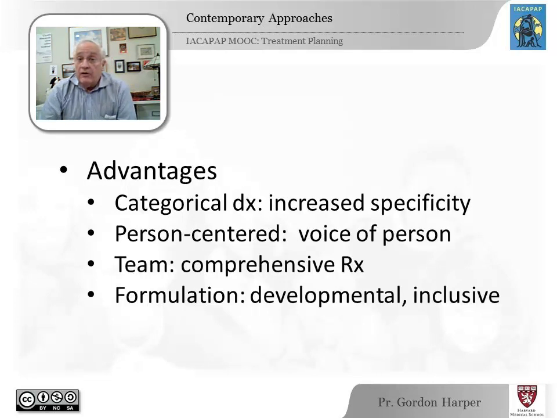For instance, the categorical diagnosis has brought greatly increased specificity and reliability to diagnosis in child psychiatry as in the rest of psychiatry. The person-centered care approach has the great advantage of giving clearer expression to the voice of the youth and of the family, the parent, than happens when only professionally generated statements are used. The team approach has the great advantage of representing the efforts of a comprehensive team with members from several different disciplines, each helping the child in his or her own way. And of course, the formulation, as we've known for many years, has a great advantage of being developmental, inclusive, representing our best thinking about what's going on with the child.